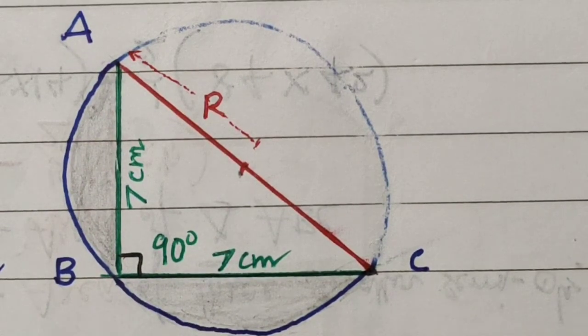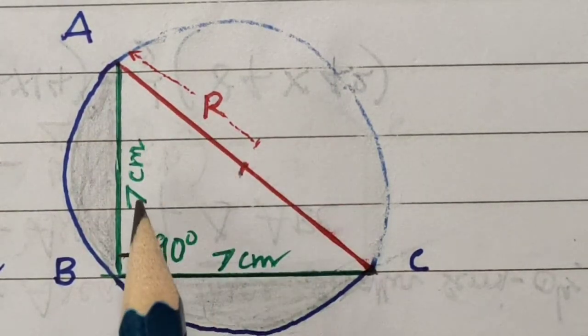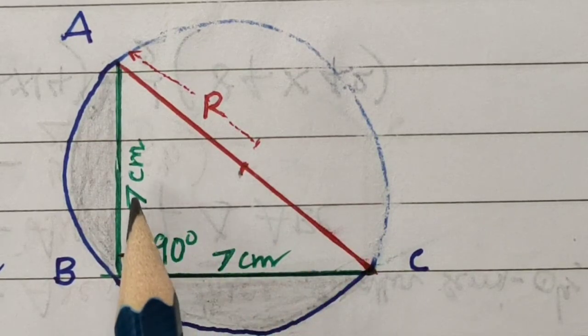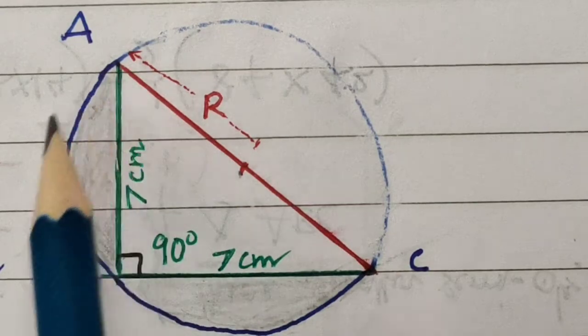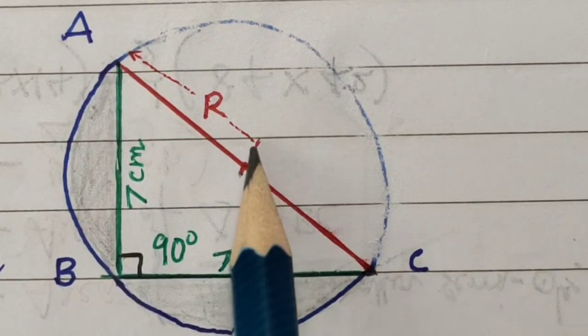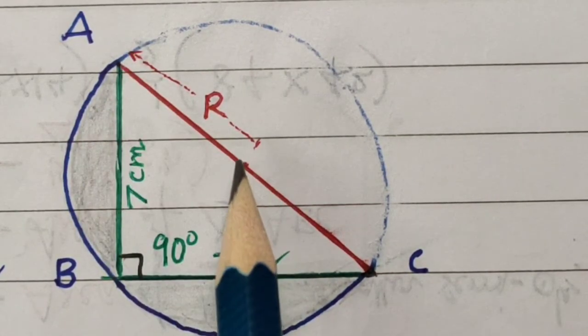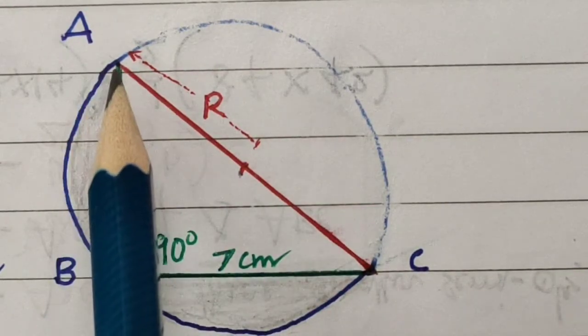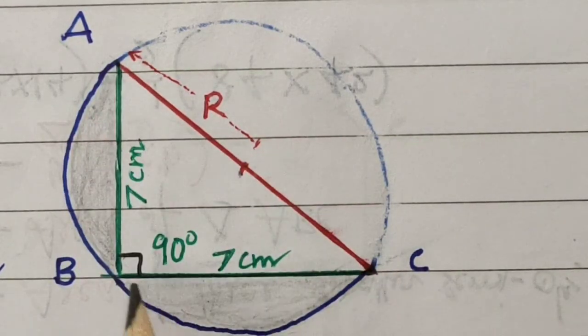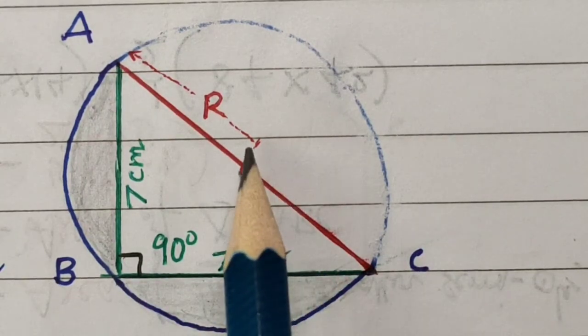So to find out the area of this triangle, we have half of base into altitude. We know the altitude is 7 and base is 7 centimeters. To find the area of a semicircle, we need to find out r. Because this is a right angle triangle, we can use the Pythagoras theorem. AC square is equal to AB square plus BC square, or AC is equal to square root of AB square plus BC square. With that we can find out r.